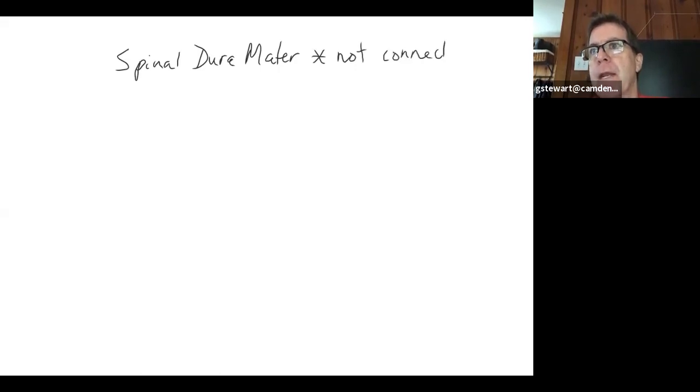So around the brain, this dura mater is connected to those cranial plates inside, but around the spinal cord, it's not connected to the vertebrae. That's what creates what we call the epidural space.